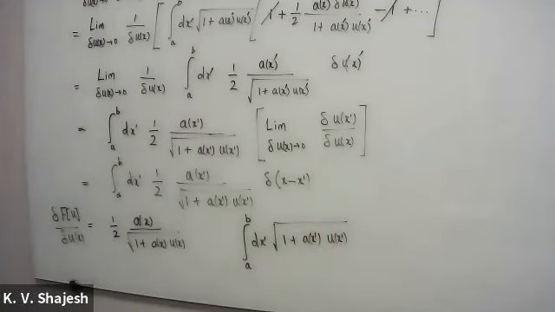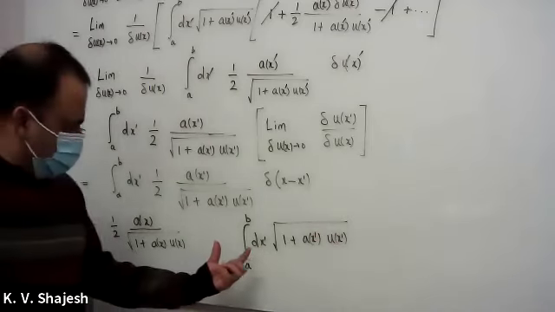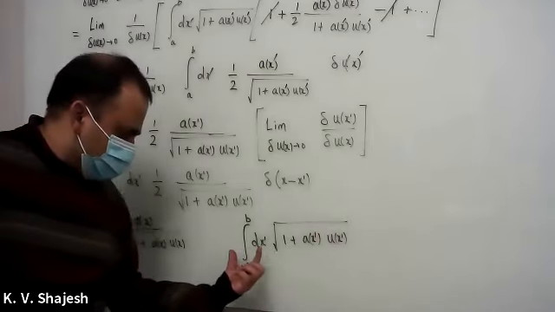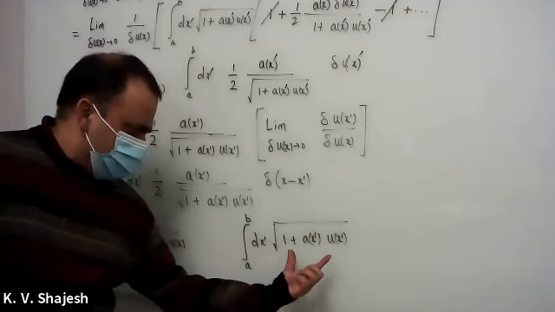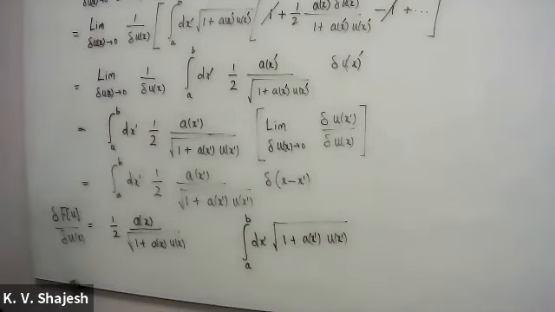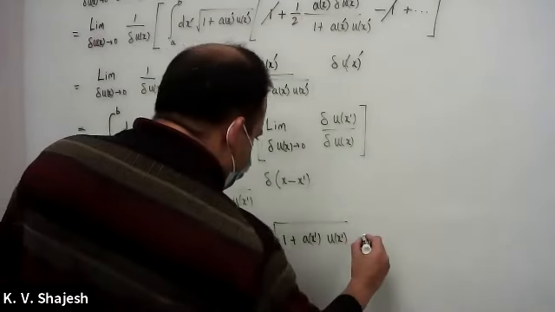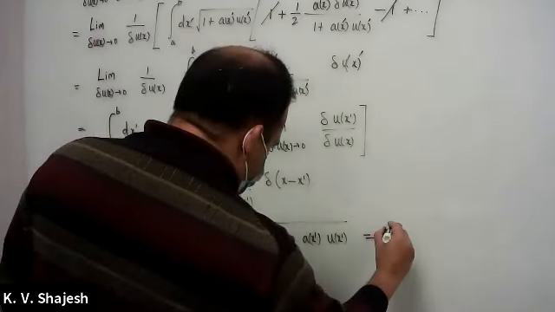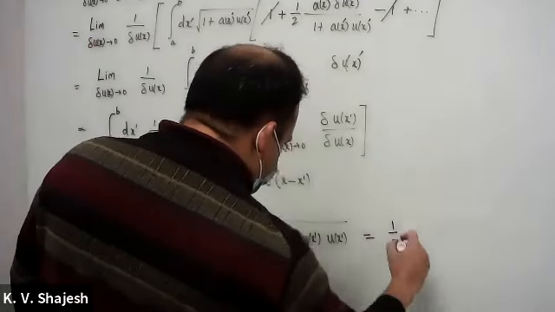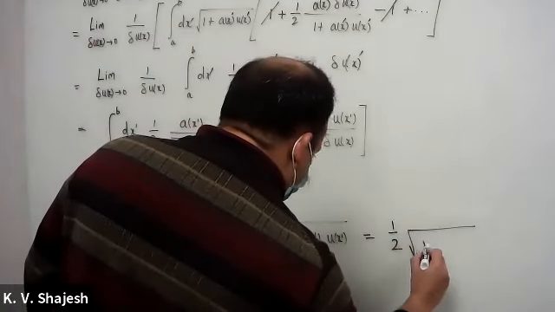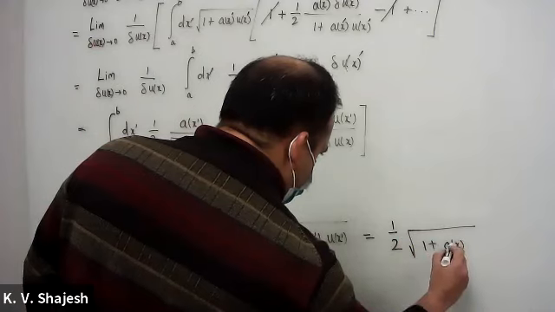If you have to do a functional derivative, pretend that this integral is not there. Do this square root function as if you're doing a normal derivative, right? What you would do is, this is 1 by 2, square root of 1 plus a of x, u of x, right?